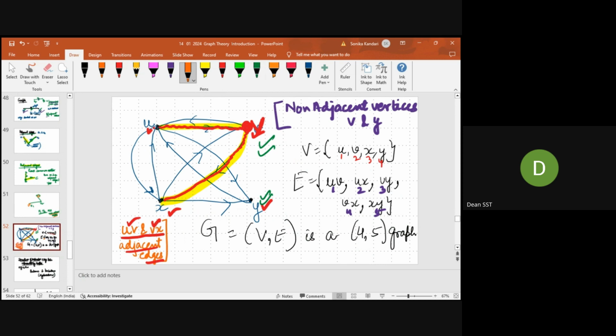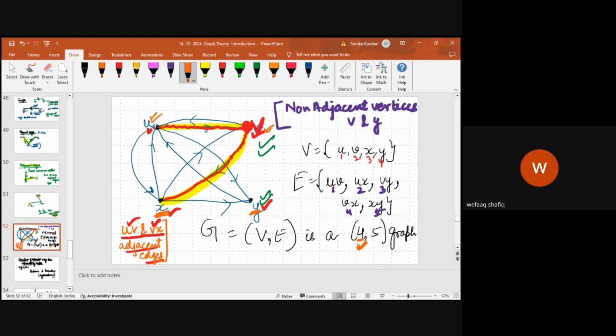So in this graph, how many vertices and how many edges are there? First, let us count the vertices: X, Y, V, and U. So we have four vertices. The plural of vertex is vertices. And how many edges? I think 7. One, 2, 3, 4. You can count in any way.